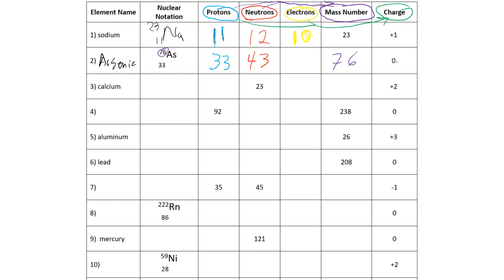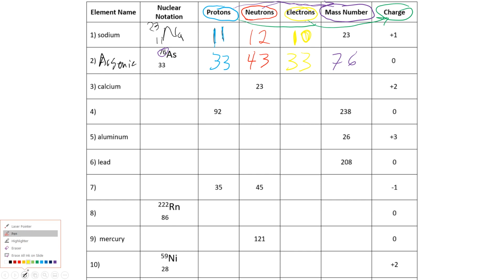The electrons, since the charge is 0, come together with the protons and electrons. There's nobody winning that little election, so therefore we're going to go with the electrons being the same as the protons, which is 33. All right, there you go.